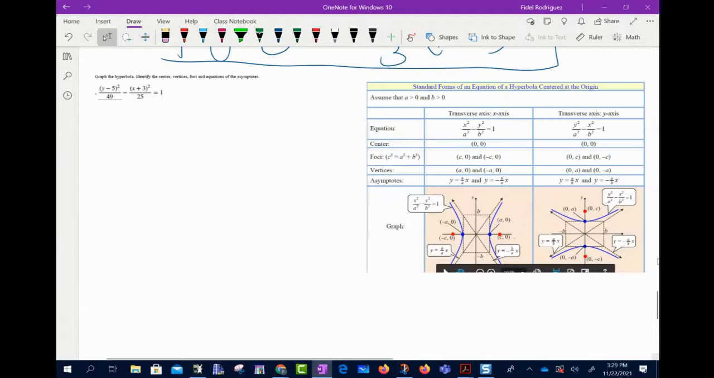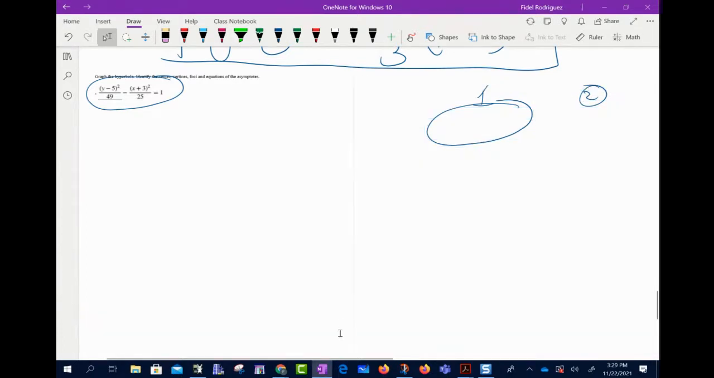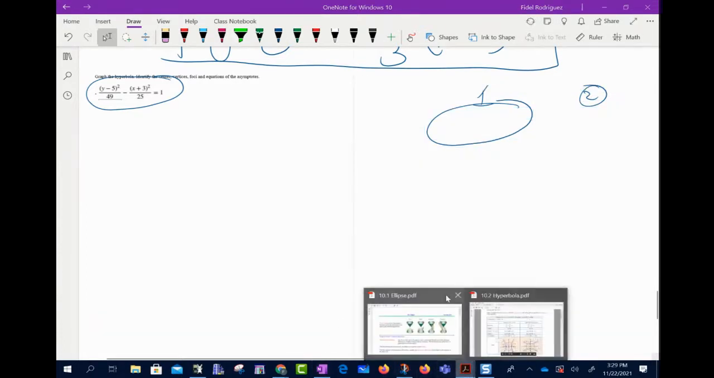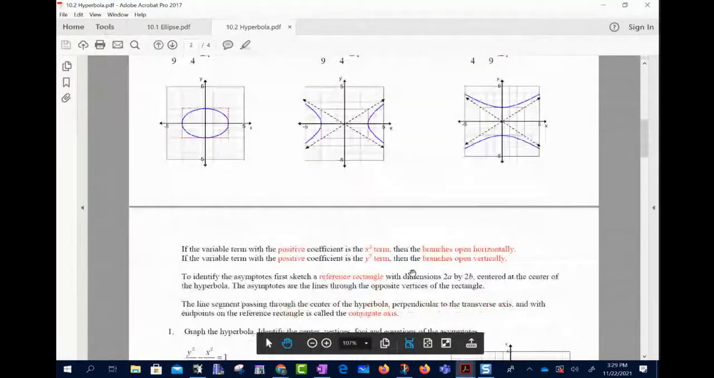Okay, let's do a little stare and compare. This equation here: transverse x-axis or y-axis? Is it going to look like number 1 or number 2? Oh, you know what? That's the wrong one. Sorry about that, y'all. I just copied the wrong part.